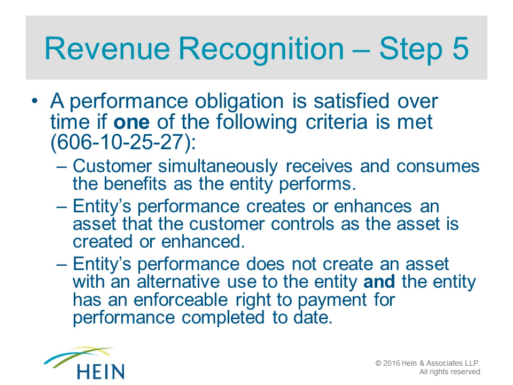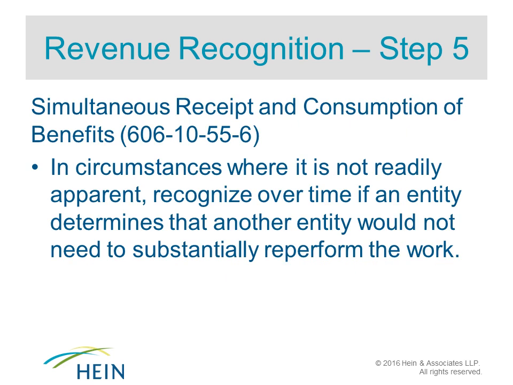And then the third alternative is that the entity does not create an asset that has an alternative use to the entity, and the entity has an enforceable right to payment for performance completed to date. We're going to look at each of these criteria separately in a little bit more detail. So first, the simultaneous receipt and consumption of benefits.